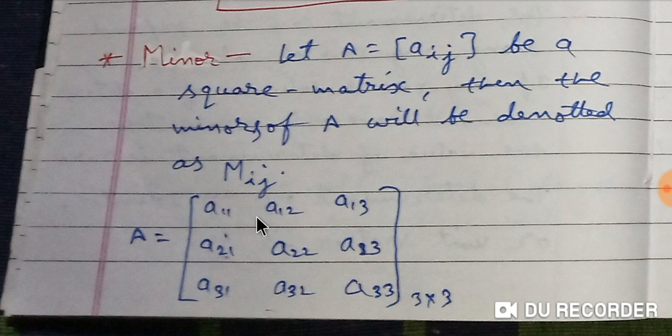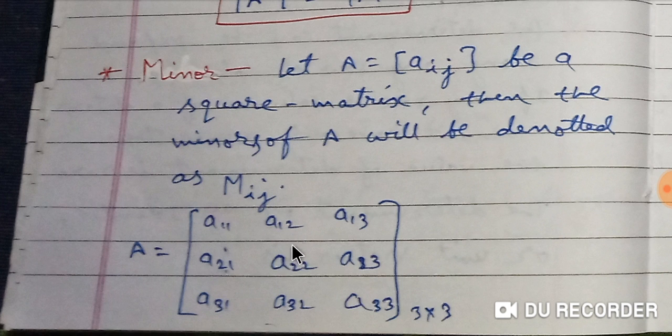Now to find the minor of the next element, i is 1, that means the first row, and j is 2, that means the second column. So we eliminate this row and this column. Now what are we left with? These 4 elements, and we make a square matrix of order 2 from them.